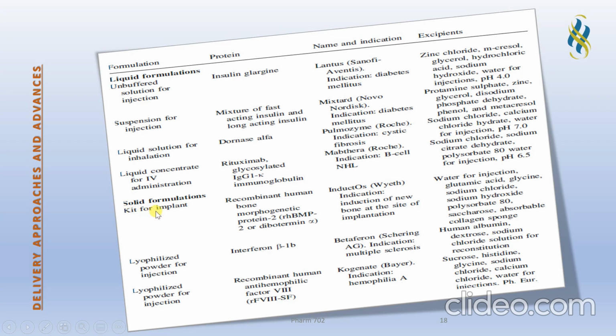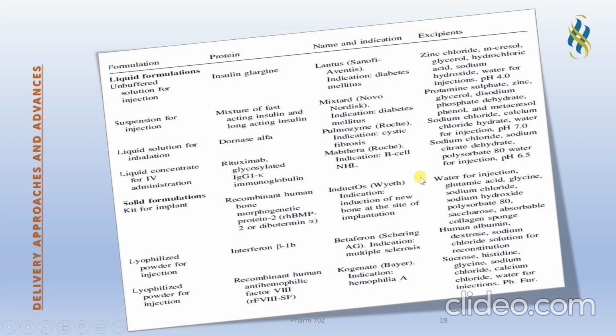Solid formulations include 3 types of drugs like kit for implant, lyophilized powder for injection, and lyophilized powder for injection of factors. Kit for implants include a protein which is called recombinant human bone morphogenetic protein 2, which is available as Inductos by Wyeth and is indicated for induction of new bone at the site of implantation.